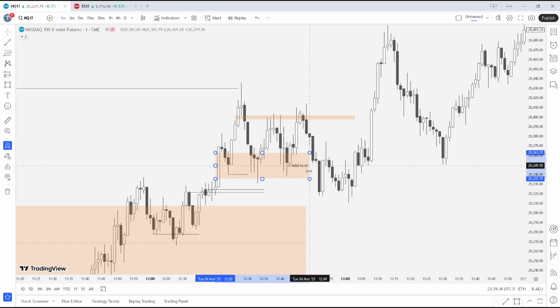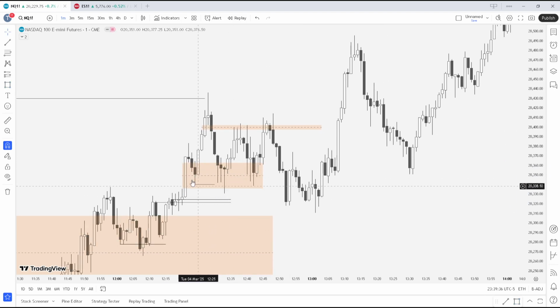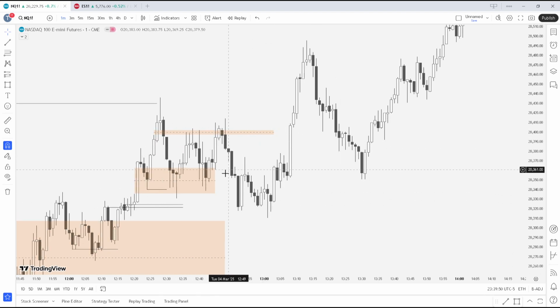BC. And then once we sweep intermediate term low and the BC, we want to go higher towards BPR. Come back lower. We don't sweep sell side, but we just come into this BC, go higher, and then come lower once again off of the BPR.